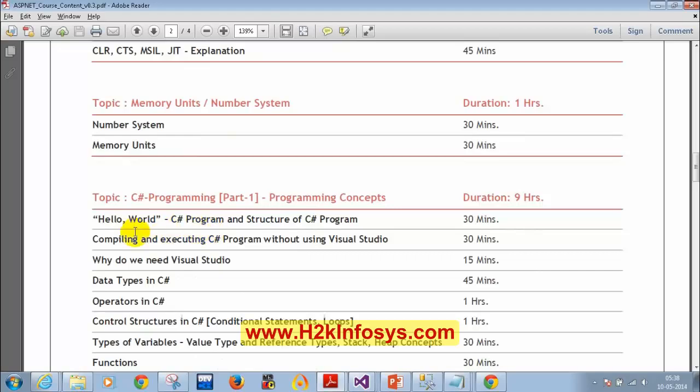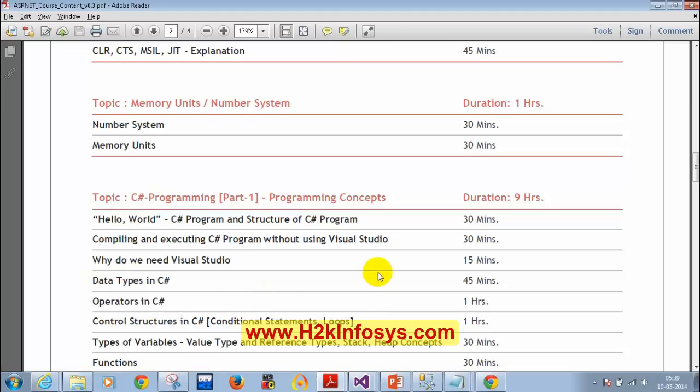Yesterday we discussed a simple hello world program and the structure of a C# program, and we also saw how to compile and execute a C# program without using Visual Studio. Today we'll be learning about data types, and we'll also focus on operators in C#. Let's discuss data types first, and then we move on to operators in C#.